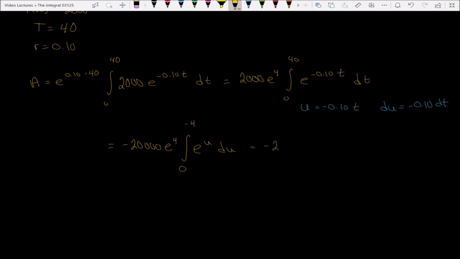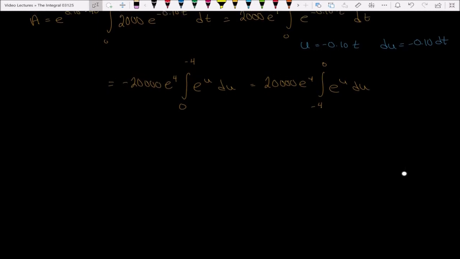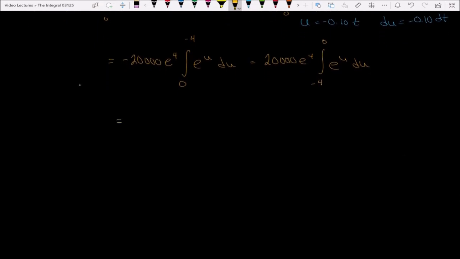which we know is negative. Actually, I'm going to use a property here and say this is 20,000 e to the 4th times, from negative 4 to 0, e to the u du. Right? Remember, we're allowed to do that. Multiplying an integral by a negative just flips the bounds. This is then 20,000 e to the 4th times e to the u evaluated from u equals negative 4 to 0, which is 20,000 e to the 4th times e to the 0, which is 1, minus e to the minus 4.